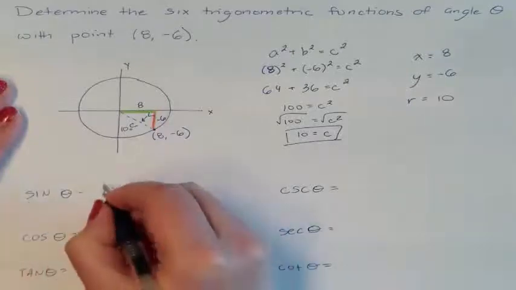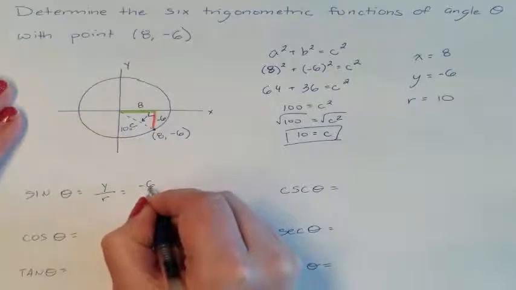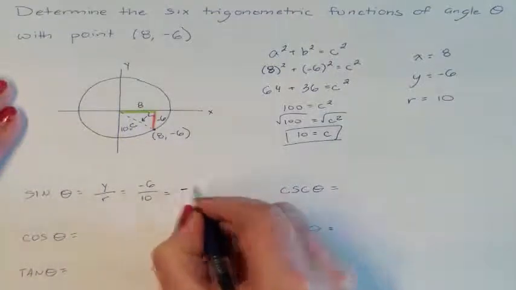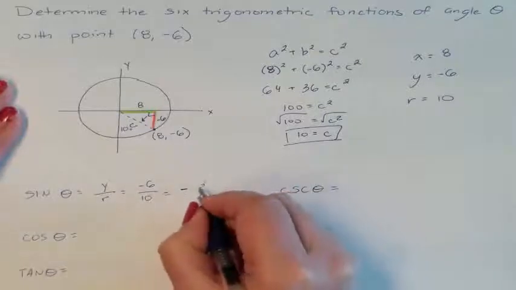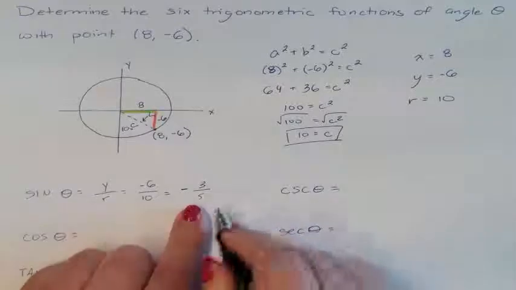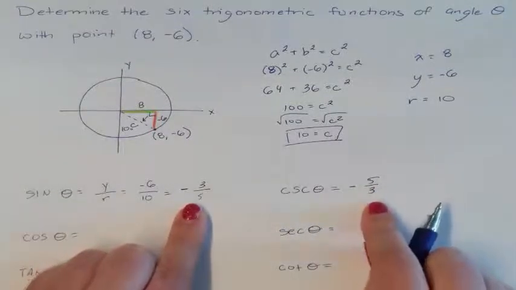So sine is y divided by r. Y is -6, r is 10. Negative divided by positive is a negative. 6 divided by 10 is -3/5. So this is a fraction, -3/5. If this is sine, cosecant is going to be -5/3 because they're reciprocals of each other.